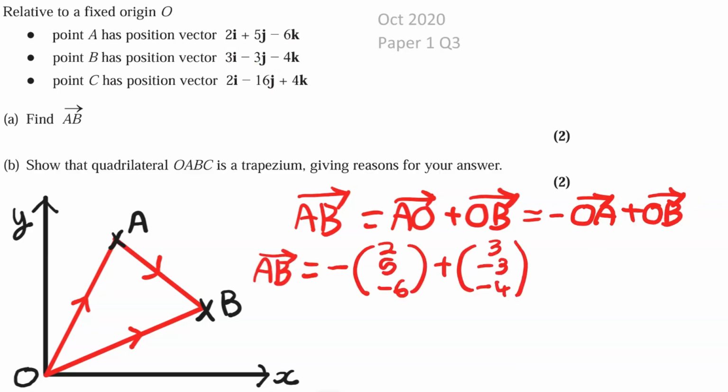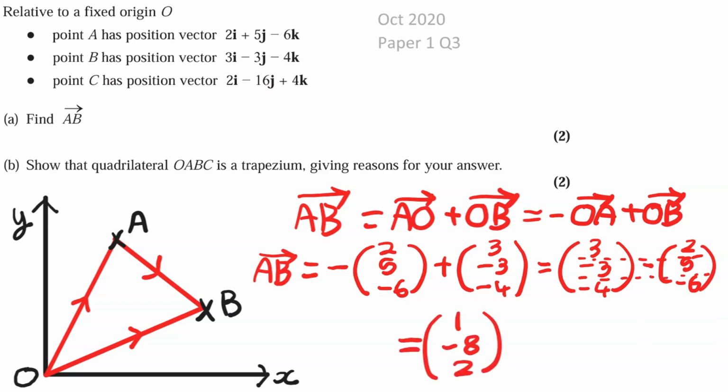I've talked about before, when you're adding vectors, I think it's easiest to do it in the column format, like this here. We have this minus in front of this vector, so if we just swap around these two vectors like this, so we're subtracting them, it's a lot easier to work with. Remember, when you're subtracting vectors, you just focus on them row by row. So 3 minus 2 is 1, minus 3 minus 5 is minus 8, and minus 4 minus minus 6 is 2. So therefore the vector AB is (1, -8, 2).